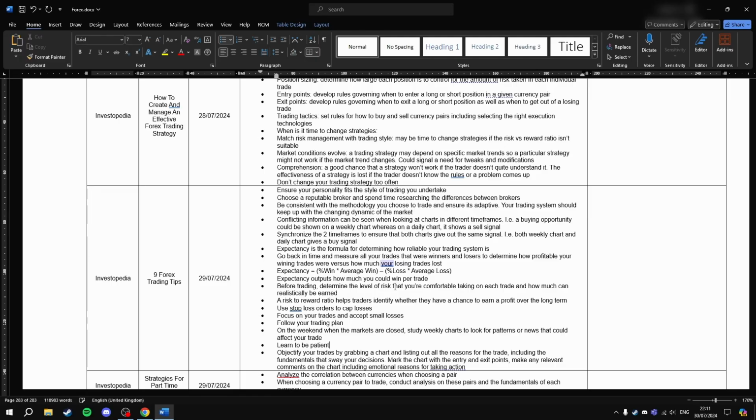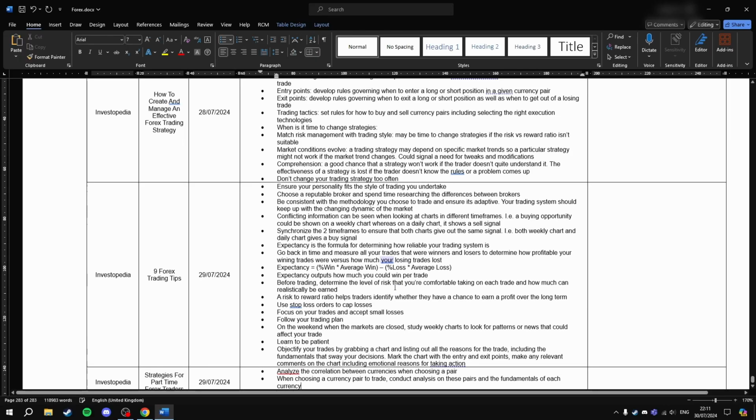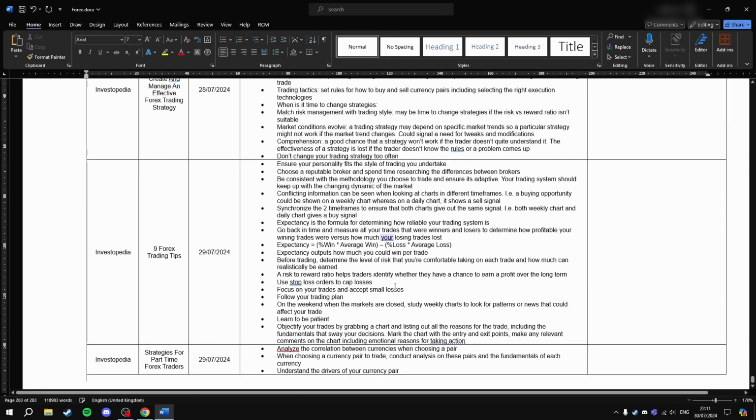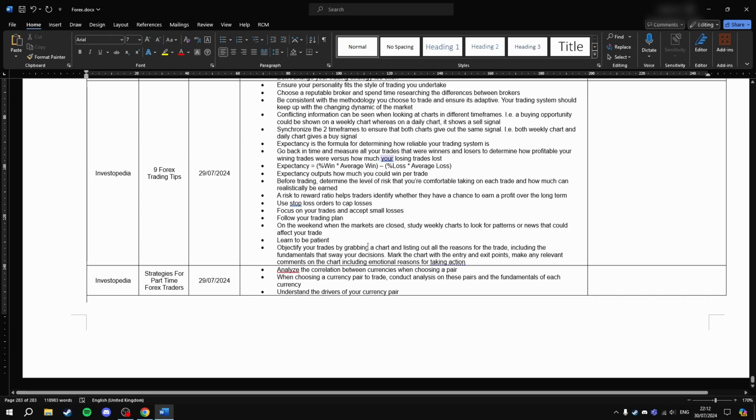on the weekend when the markets are closed, study weekly charts to look for patterns or news that could affect your trades. Learn to be patient and objectify your trades by grabbing a chart and listing out all the reasons for the trade. This includes the fundamentals that sway your decisions, marking the chart with the entry and exit points, and making any relevant comments on the chart, including emotional reasons for taking action.